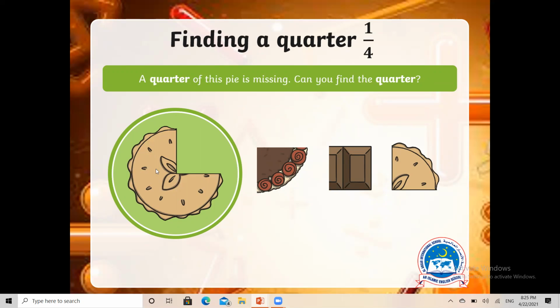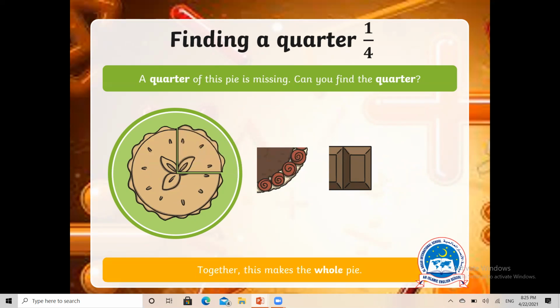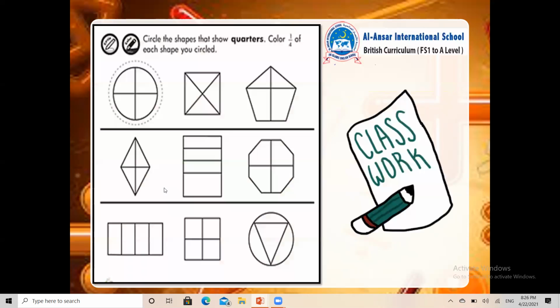A quarter of this pie is missing. Can you find the quarter? Yes, this one. Well done. So this is the missing quarter. When we put all the quarters together, the 4 quarters together, it will make a whole, right? So now here we have the whole pie.